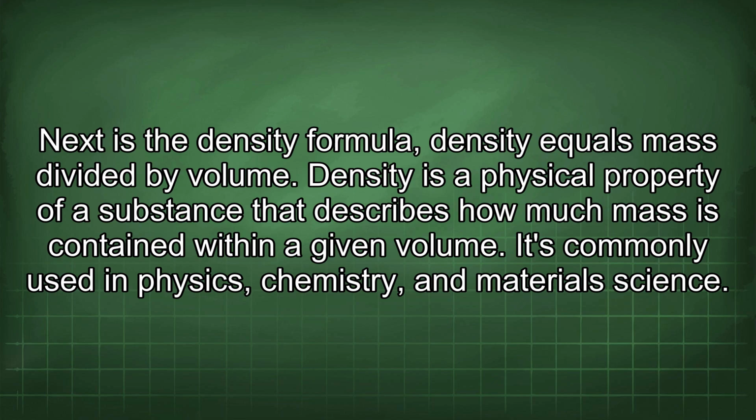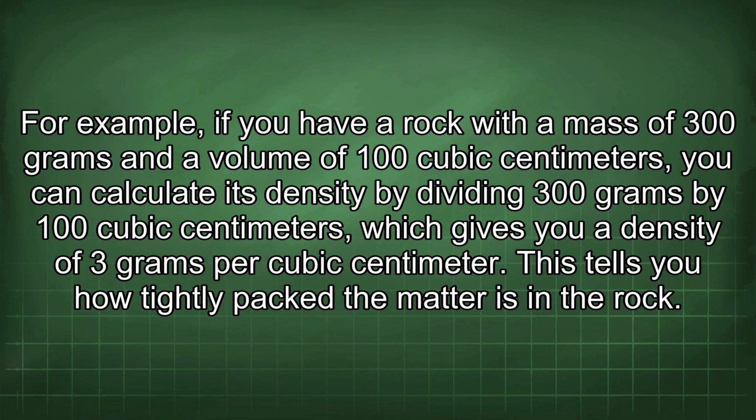Next is the density formula. Density equals mass divided by volume. Density is a physical property of a substance that describes how much mass is contained within a given volume. It's commonly used in physics, chemistry, and materials science. For example, if you have a rock with a mass of 300 grams and a volume of 100 cubic centimeters, you can calculate its density by dividing 300 grams by 100 cubic centimeters, which gives you a density of 3 grams per cubic centimeter. This tells you how tightly packed the matter is in the rock.